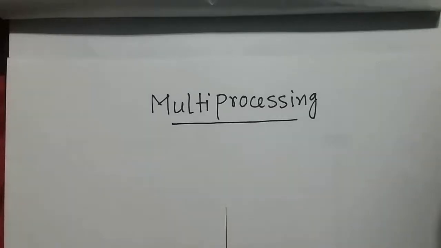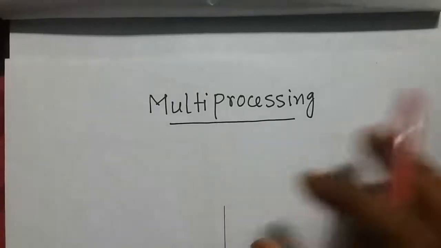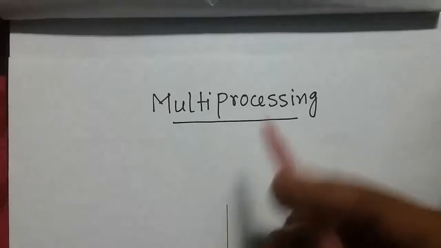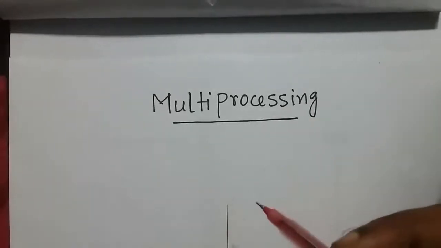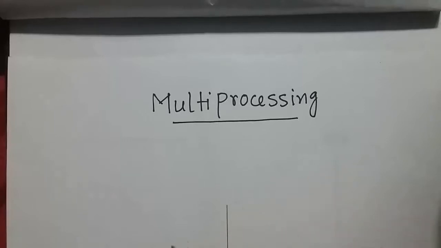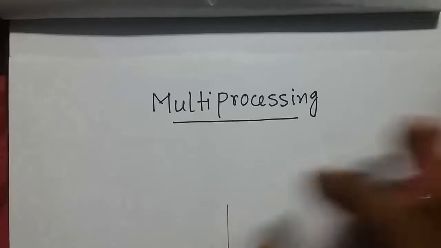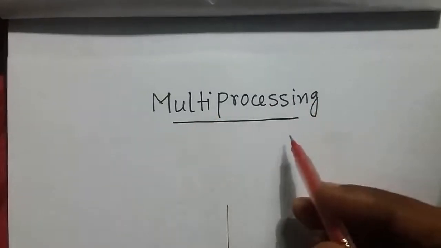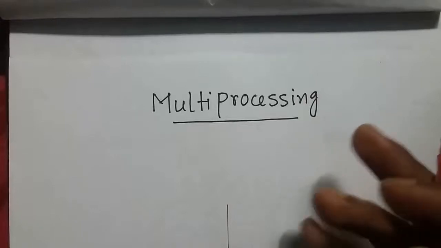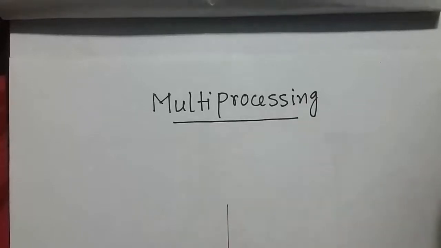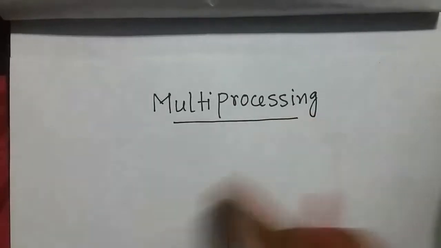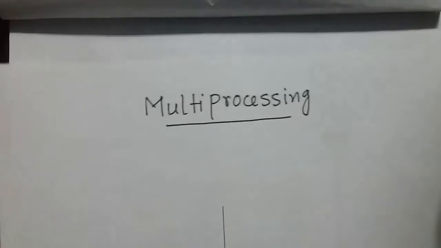Today our lesson is multiprocessing. We previously learned about batch processing system, multi-programming, time sharing system, real-time processing system. So today we will learn multiprocessing. What is multiprocessing? What is the difference of multiprocessing with multiprogramming? What are the advantages and disadvantages of multiprocessing? We will learn in this lesson. So let's start.